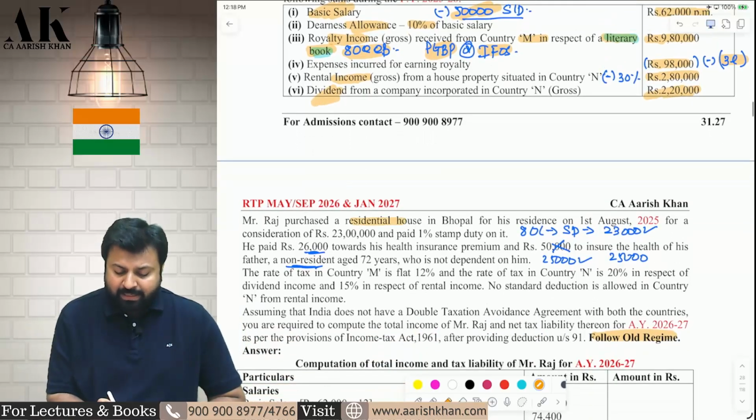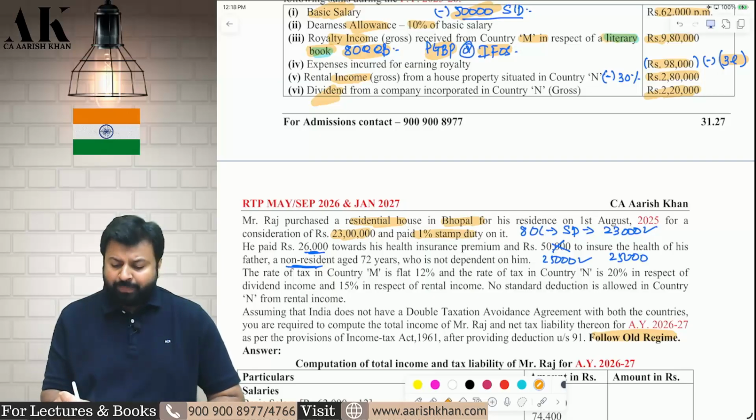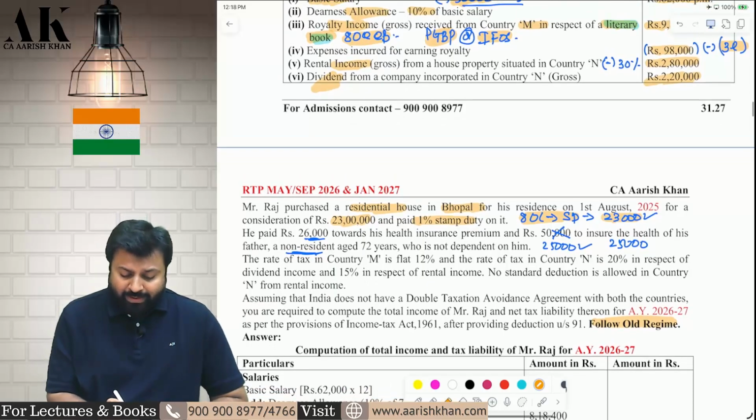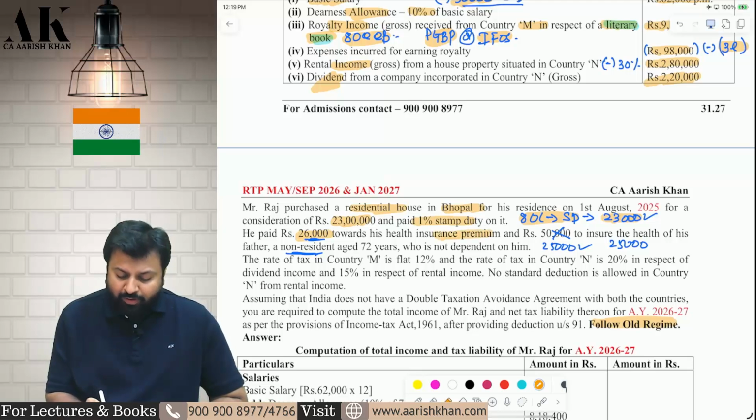Then you are purchasing some residential house property in Bhopal for 23 lakh rupees. On that, 1% stamp duty you have paid. Always remember, whatever stamp duty you pay, 1% will come to 23,000 over here. That can be claimed as deduction under 80C. 80C will allow that as a deduction. I hope it is clear to all of you. Then 26,000 rupees you have paid as health premium for yourself, and 50,000 you have paid as health premium for your non-resident father.